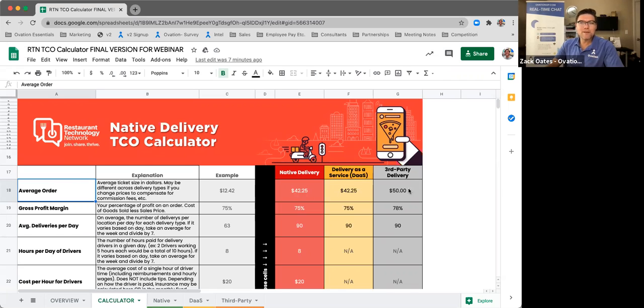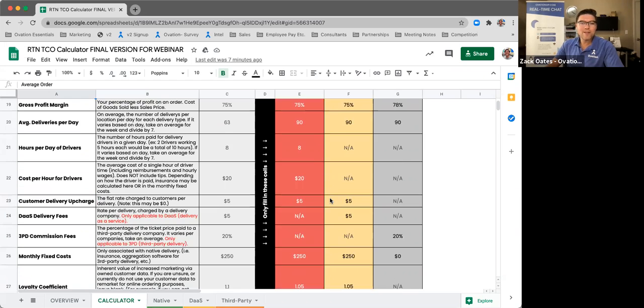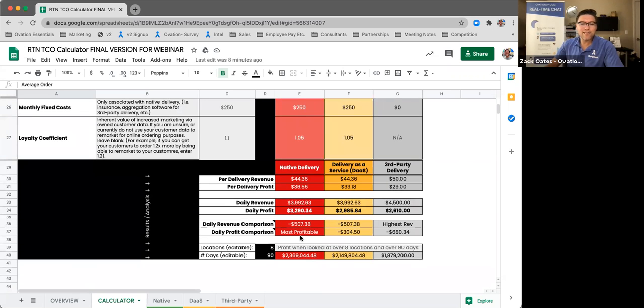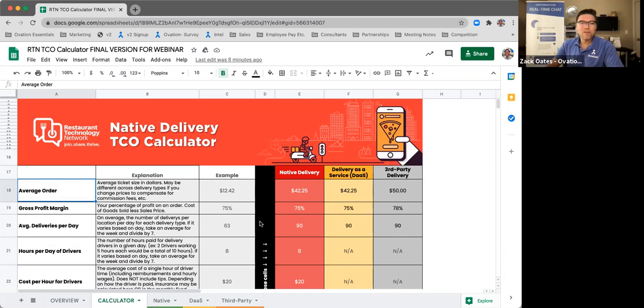You'll enter in the numbers for each of those different scenarios. So that way, at the very end, you can see the calculation that will show you profitability, revenue, etc. So to start off with average order, this is the average ticket size in dollars. You'll note that it is different across the three because maybe your menu item is different. Maybe you're pushing different items.